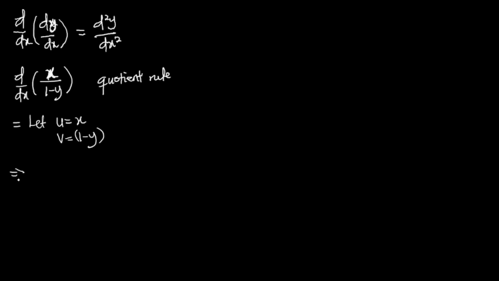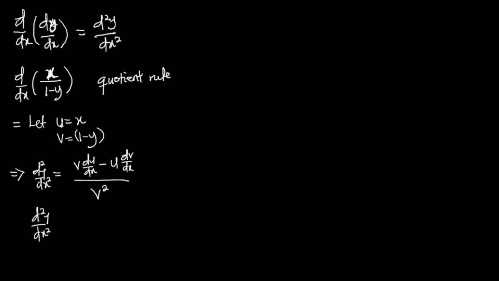So the quotient rule states that the differential of this equation, d squared y over dx squared, will become v du/dx minus u dv/dx, all over v squared. This is the quotient rule. So for us to find our d squared y over dx squared, we need to differentiate these two over here.